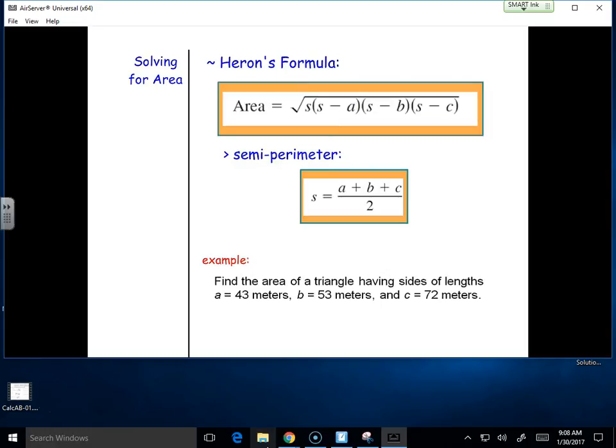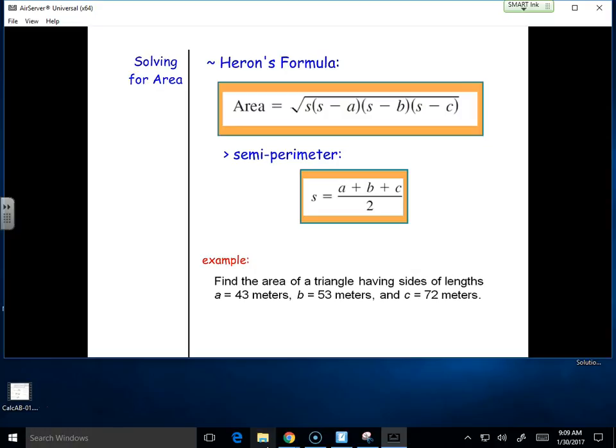Once again, this is an alternative way of solving for area of a triangle. Now you know one-half base times height, what we talked about last section. Sometimes that gets messy, and we don't want to have to do all the geometry if we don't have to. This nifty little formula makes it so we don't even have to really think about geometry.